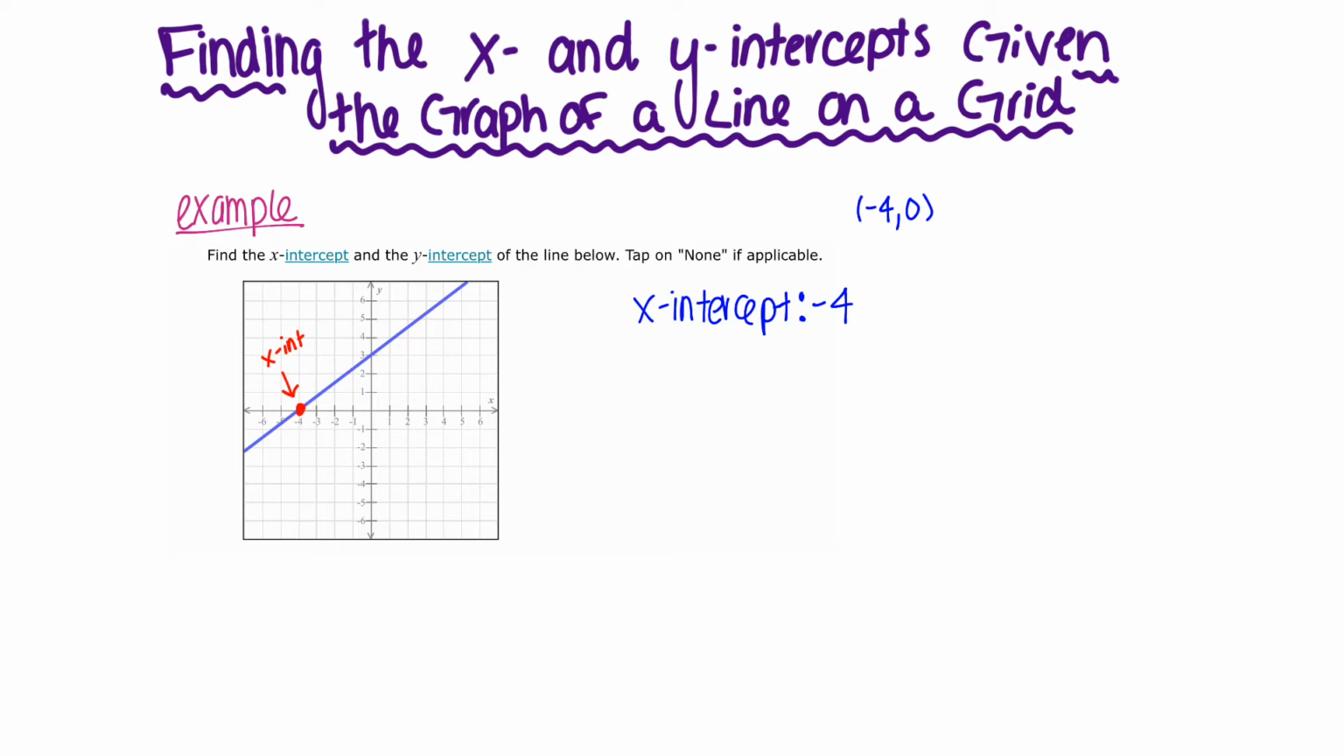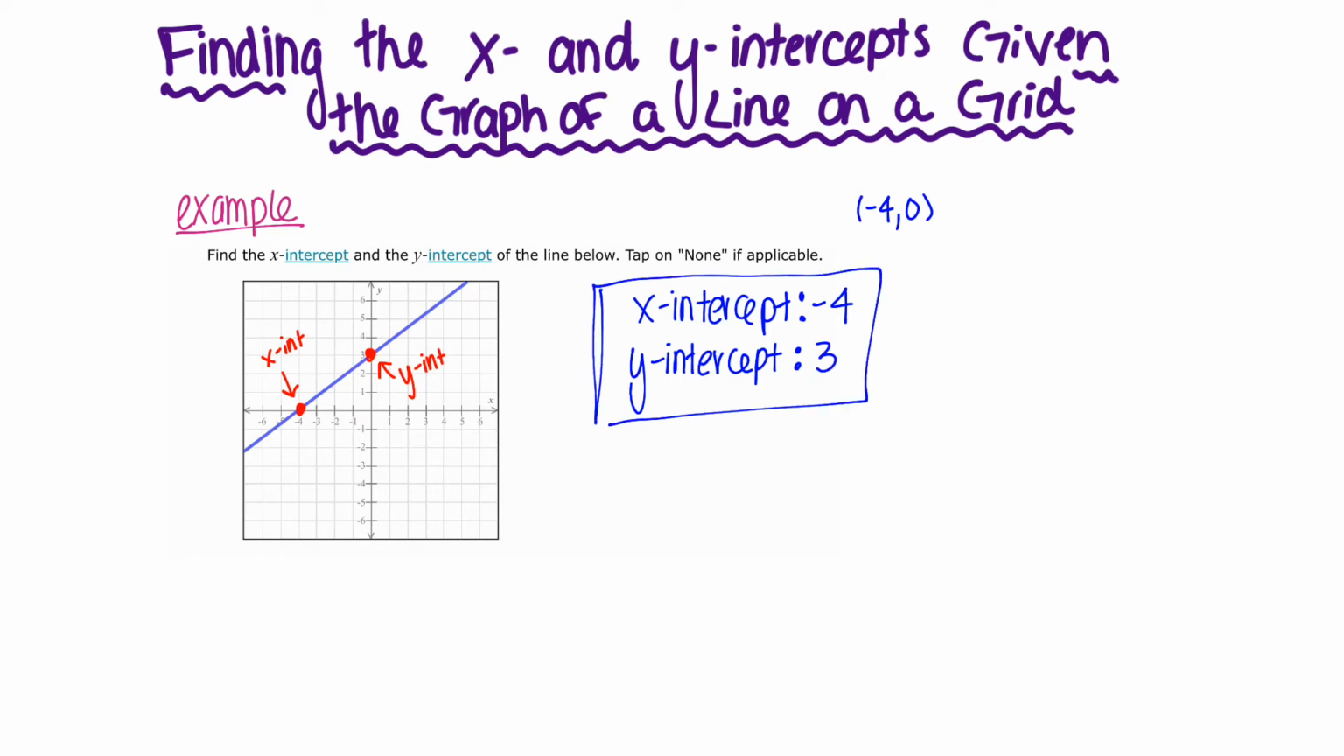The y-intercept is where the line hits the y-axis, which is right here. This is the y-intercept. The y-intercept is 3. Now, they might switch the order of x and y on you, so when you go to enter your answers, do make sure that they haven't done a swap on you, because sometimes they'll do that, so pay attention.